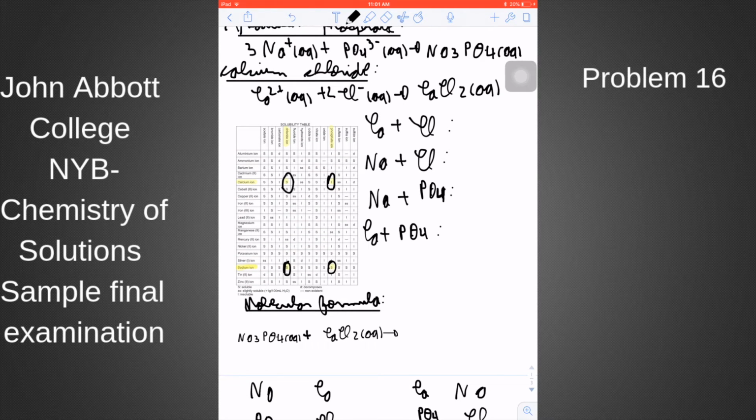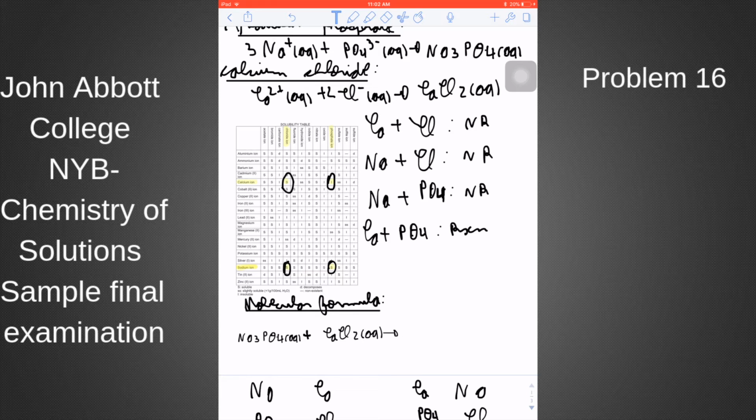Next, we have to look at our solubility table to determine which reactants are going to create a precipitate. If we look at calcium chloride, it is soluble, meaning that there will be no reaction. Sodium is soluble with everything, so sodium chloride and sodium phosphate will both be soluble, meaning that there will be no reaction. Now for calcium phosphate, there is an I, meaning it is insoluble, and that there will be a precipitate that is created, and that there will be a reaction.